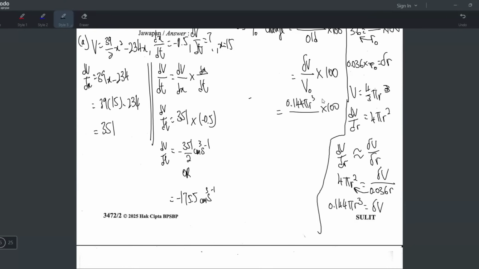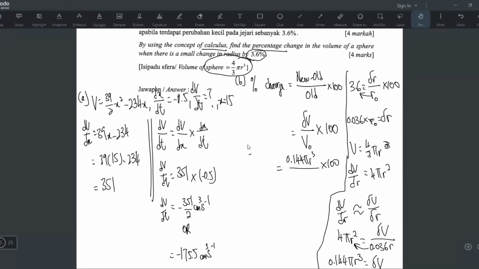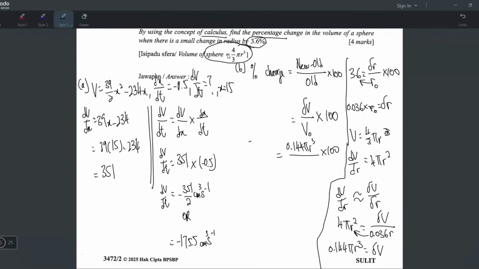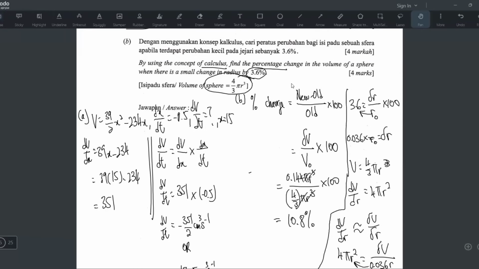And then the V original will be the old value of V. It will be this one, 4/3 pi R cube, right? We don't have the old value of R to substitute inside, but it's okay, because we can cut. The pi and pi can cut, and the R cube and R cube also can cut. So you're just left with this, divided by this, times 100. When you press this, make sure you put the bracket in the calculator. So 0.144 divided by bracket 4/3, and then times 100. You get 10.8, and it will be automatically in percent already. So you all have to know how to find percentage change. This is the formula. Okay, all right. So that's all.